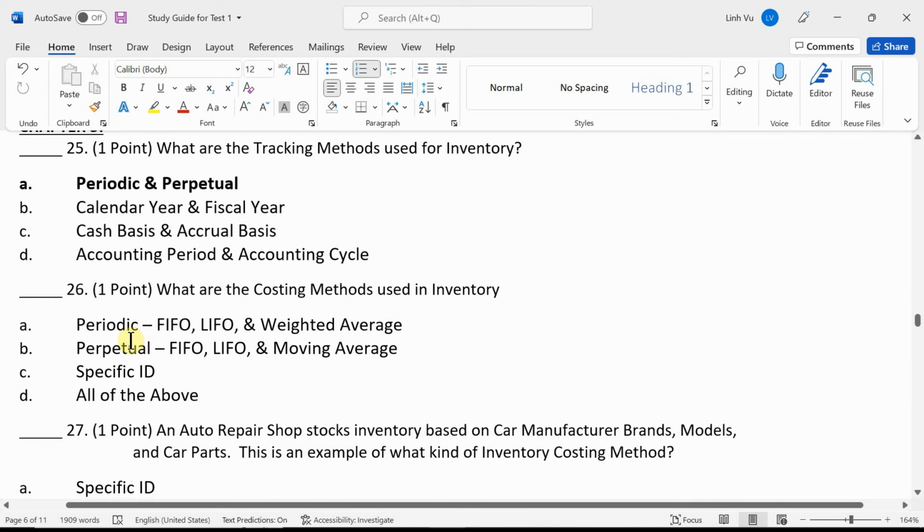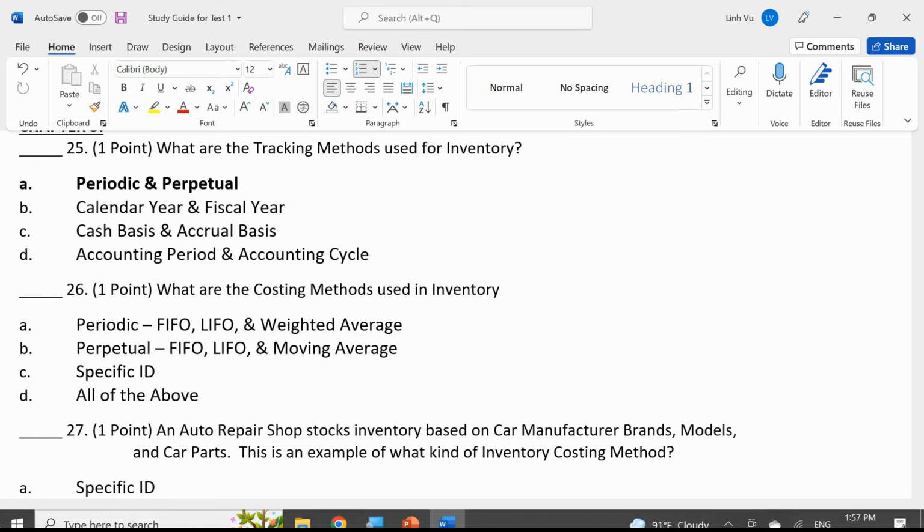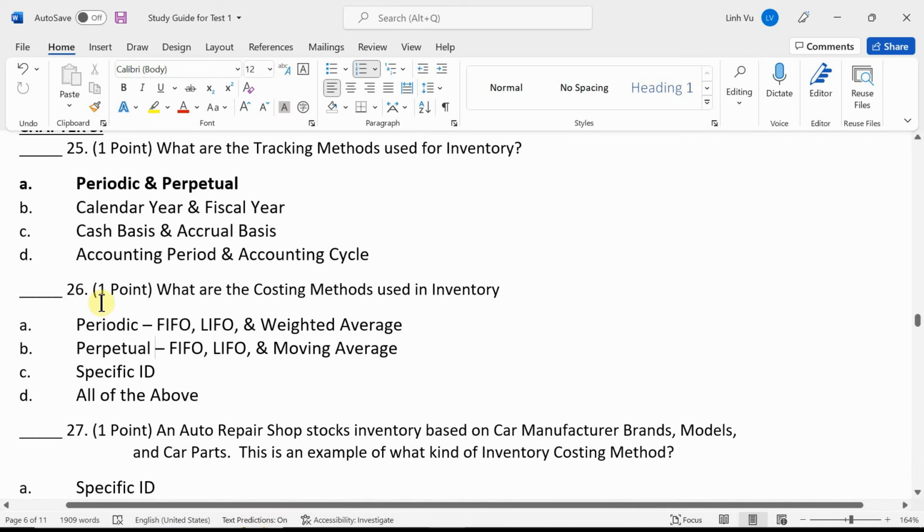Okay, number 26. What are the costing methods used in inventory? So in this case, this one says costing method. I thought it was all of the above. All of the above is correct because, yes, for periodic, we got to see all three of these, right? For perpetual, we will also be using the same three.